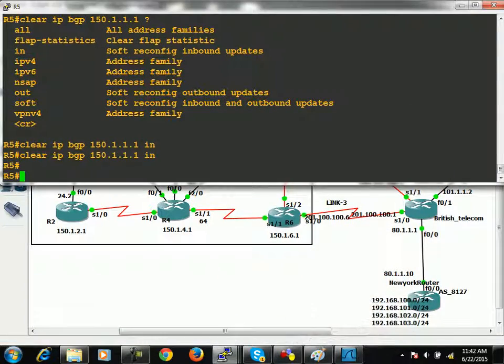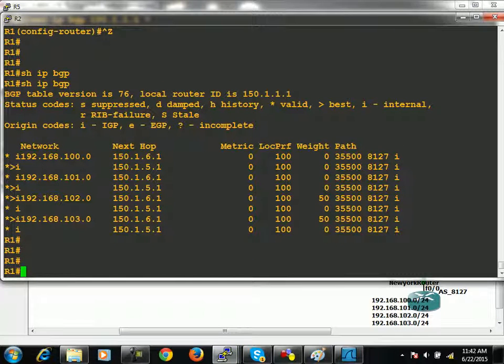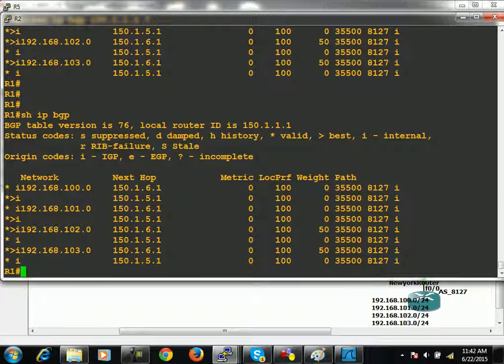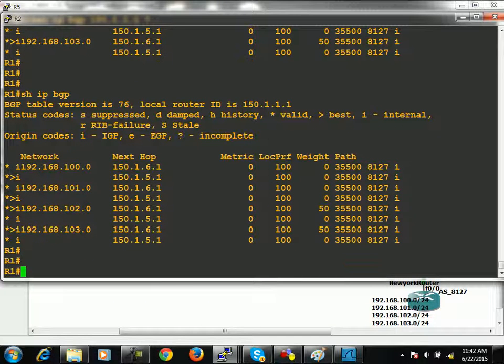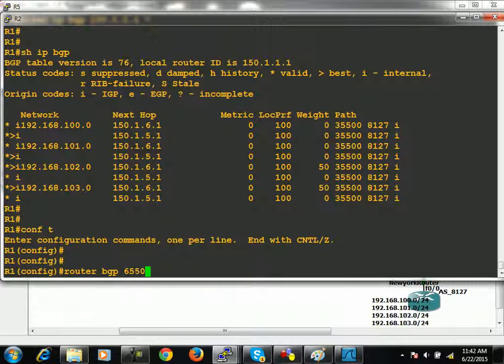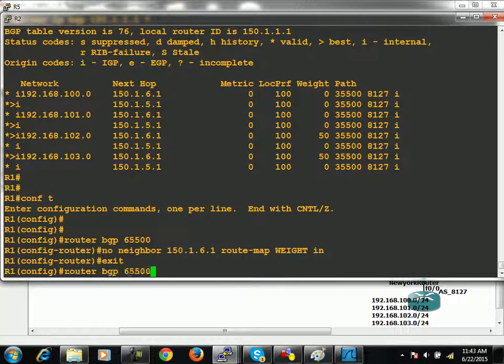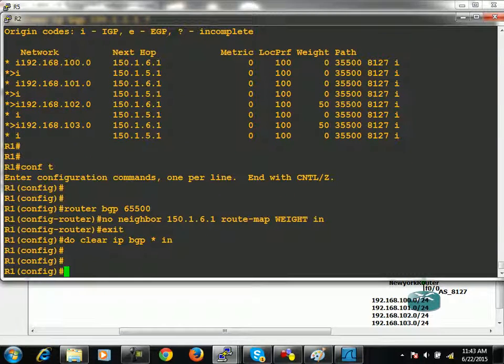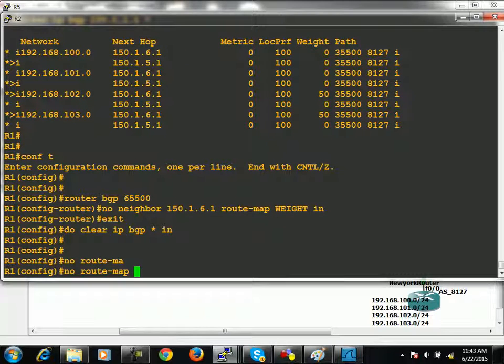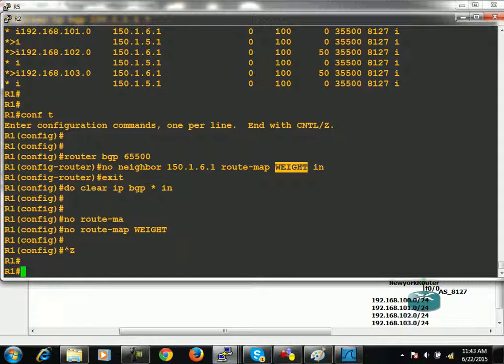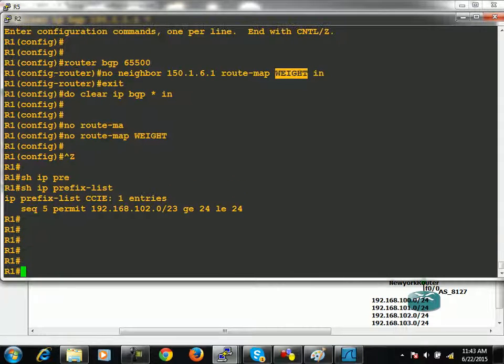So it has also been proved now. Now move back again on R1. So it has proved that weight has local significance. It will never be carried forward within BGP updates. Fine. Then after, let's talk about local preference. First of all, do one thing, router BGP 65500, remove it, and say no route map name was weight. And the prefix list will still be required over there, right? So show IP BGP.